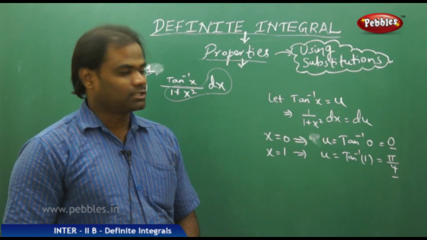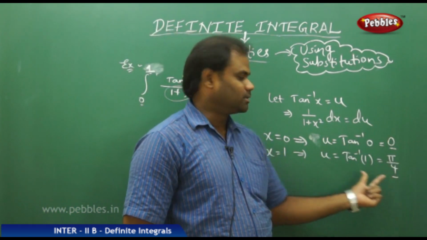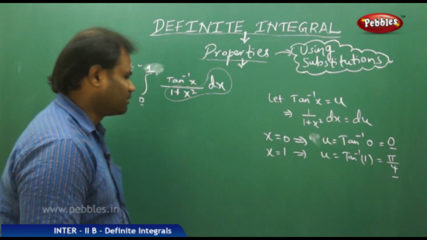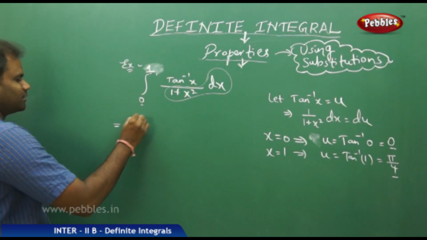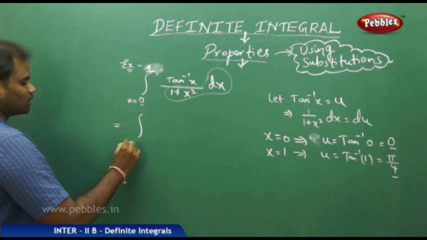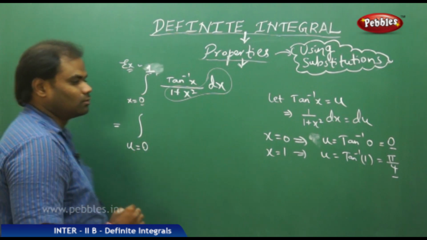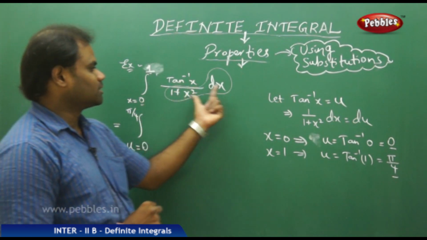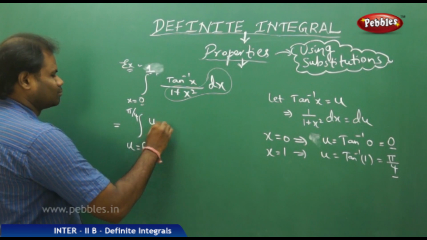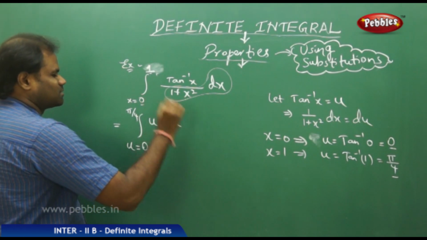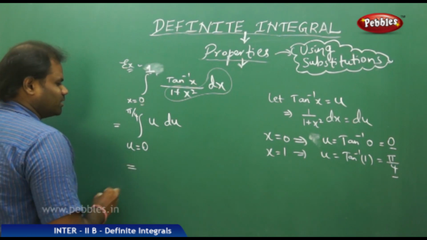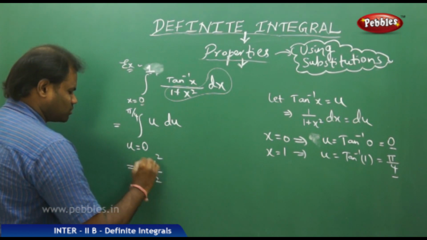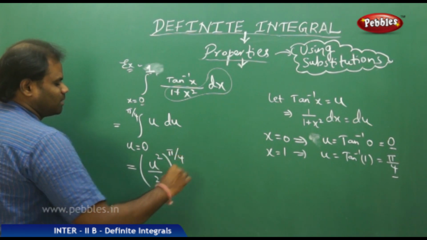So this is how we transform the lower and upper limits of x into the lower and upper limits of u, and then we get this whole integral transformed, with x running from 0 to 1, but u running from 0 to pi by 4, of tan inverse x, which is u, and 1 by 1 plus x squared dx, which is du. And this clearly we know is integral x dx, which is x power n plus 1 by n plus 1, which is u square by 2 with the limits 0 to pi by 4.